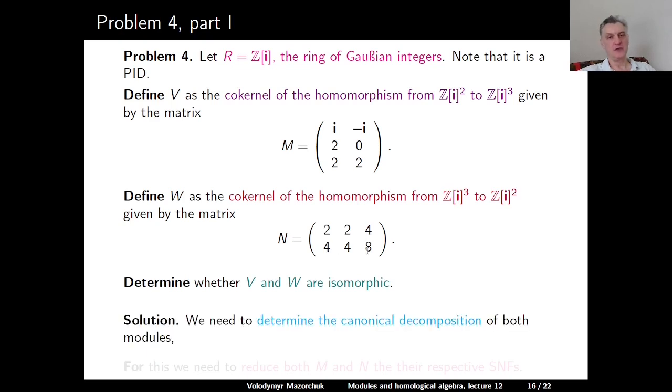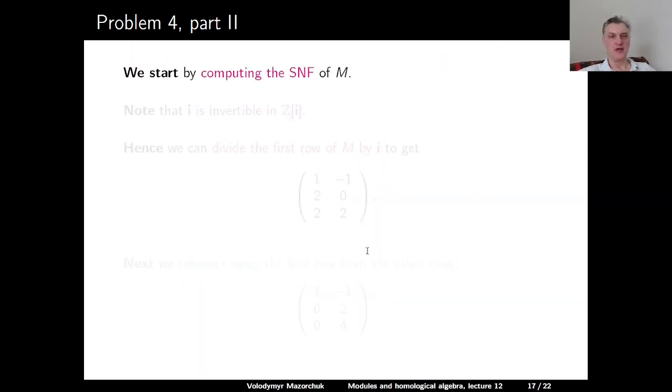Solution. In order to determine whether these two modules are isomorphic, we need to write each of them in the canonical decomposition. So we need to reduce both these matrices to their respective Smith normal forms. Okay, we start by computing the Smith normal form of the first matrix.